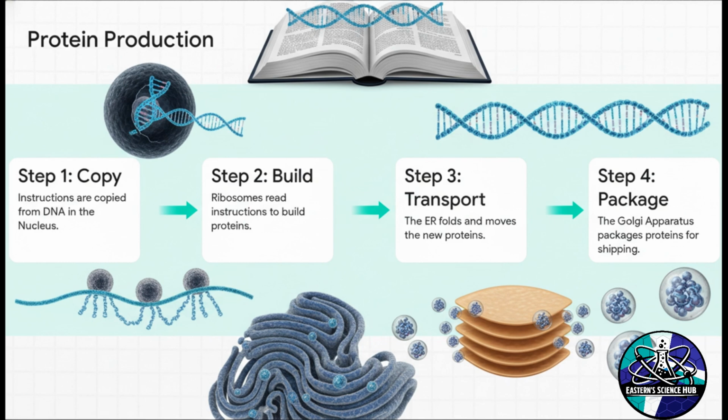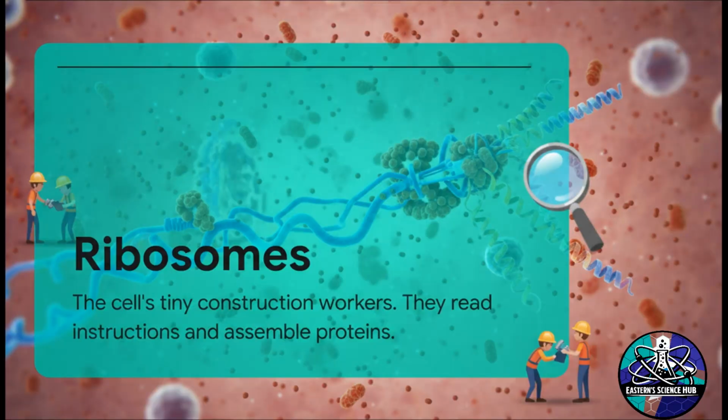A big network of tunnels, the ER, helps fold the new proteins and move them along. And finally, Step 4. The Golgi apparatus packages them up, getting them ready to be shipped out wherever they're needed. So let's get a closer look at the workers on this assembly line, the ribosomes. These are the tiny construction workers of the cell. Their job is to read the instructions and then assemble the proteins, piece by piece.